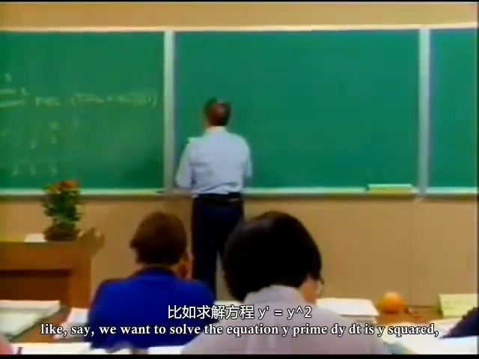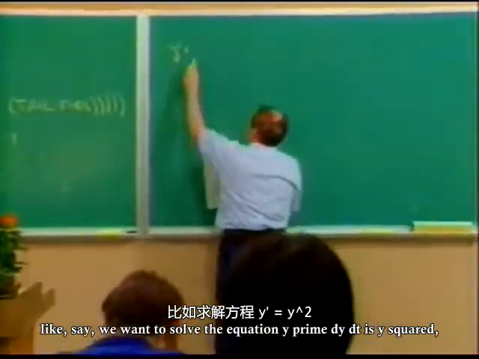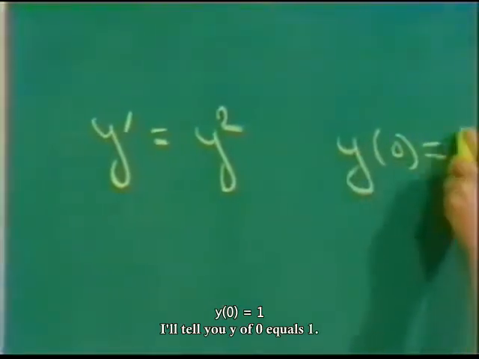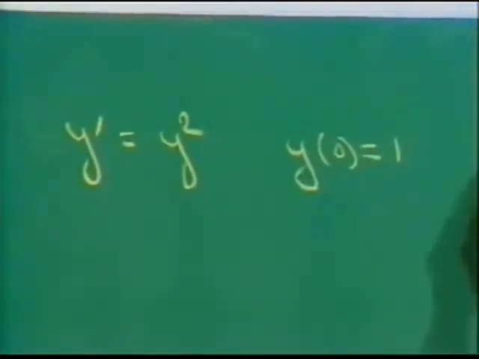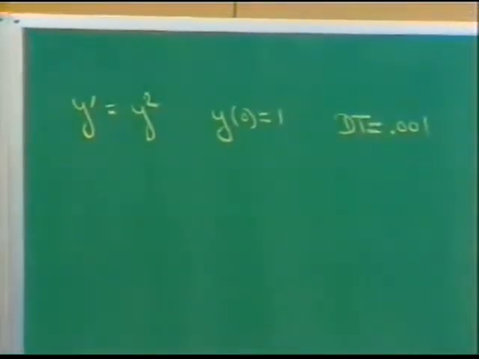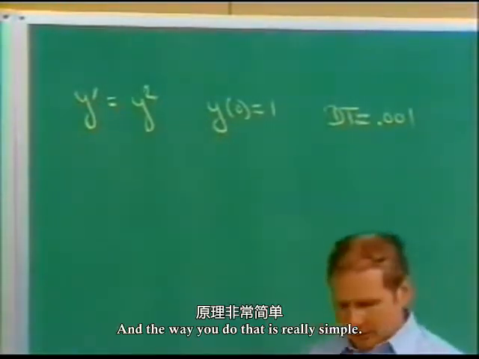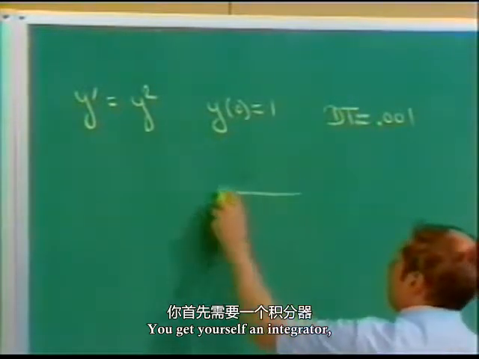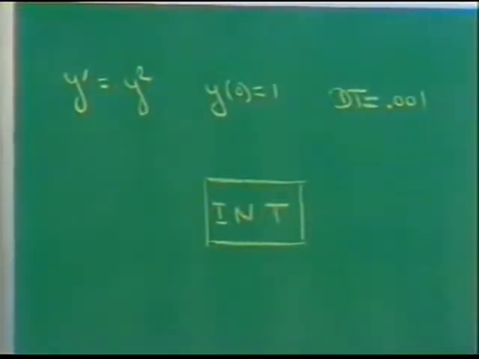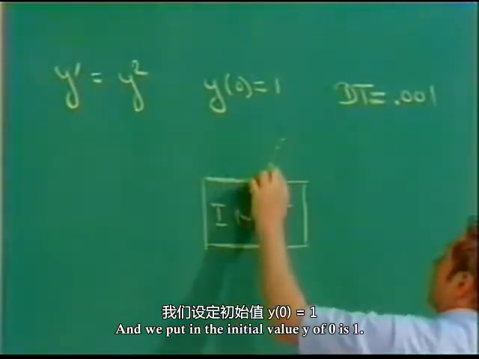Like, so you want to solve the equation y prime, dy/dt, is y squared, and I'm going to give you some initial value. I'll tell you y of 0 equals 1, and let's say dt is equal to something. Now, in the old days, people built analog computers to solve these kinds of things. And the way you do that is really simple. You get yourself an integrator, like that one, integrator box. And we put in the initial value. y of 0 is 1.